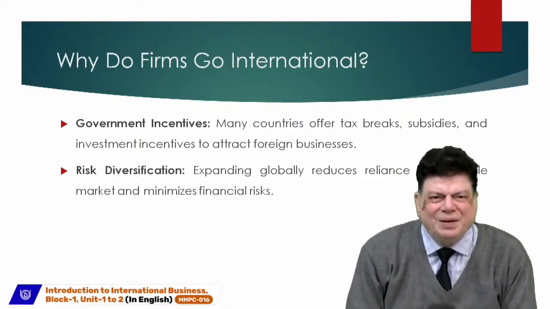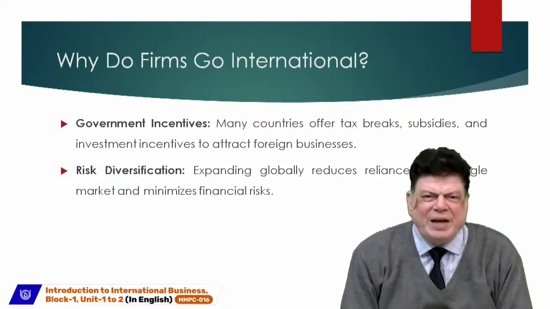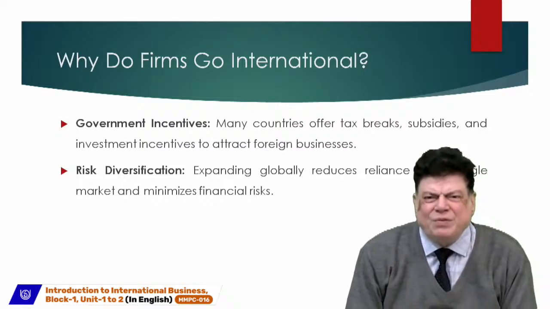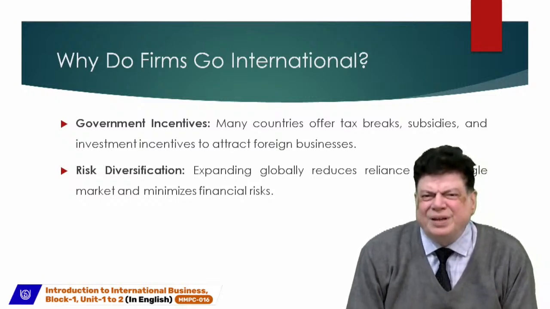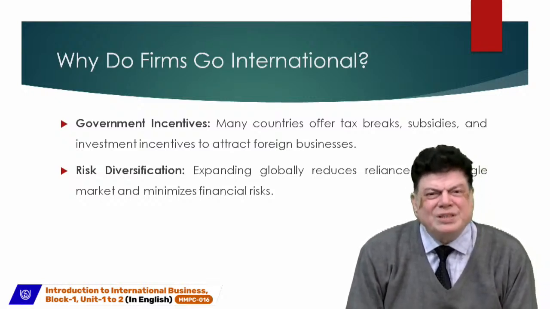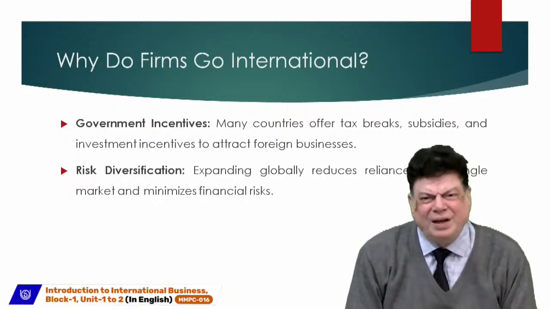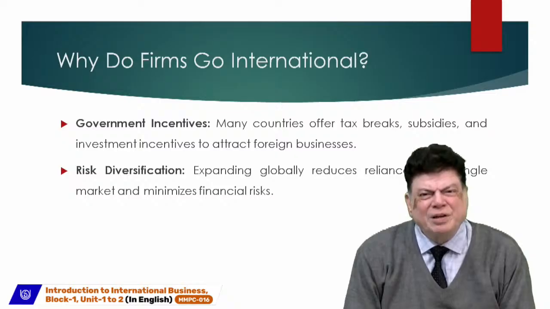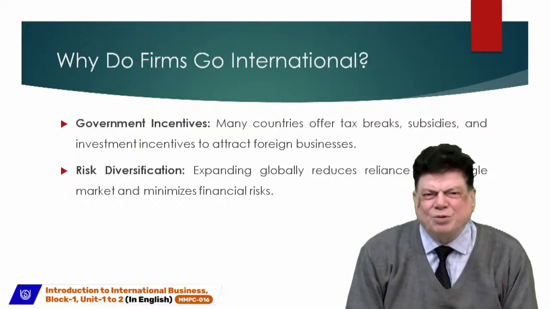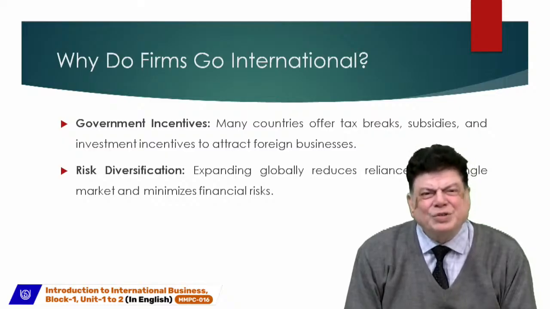So, government incentives: many times the government gives incentives to the exporters. And risk diversification: you are selling the goods in India, and you are selling the goods abroad. So your risk is diverse. If you had sold only in India, the risk would be more. Suppose 50% of the goods are sold here and 50% go abroad. So your financial risk is minimum.